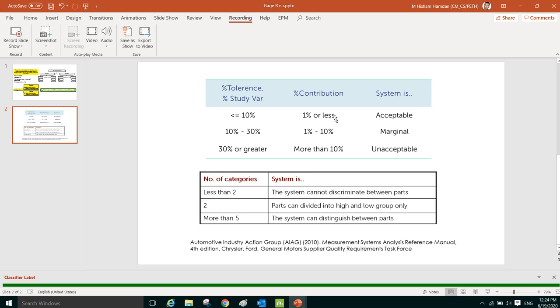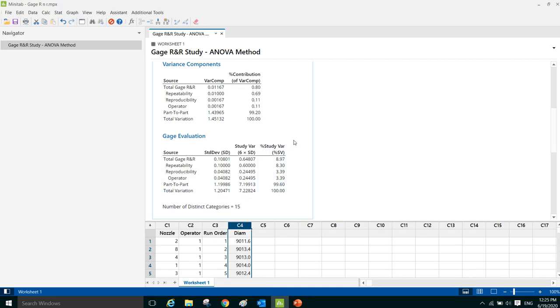So this is how we gauge. Another parameter that we can use to gauge the acceptance level of our gauge R and R is by referring to the number of distinct categories, NDC. Okay, so based on AIAG, this number should be 5 or more. If we look at our result, we can say that this measurement system is really acceptable. So usually, if you have a good result in the variance components, you will surely have a good result in the total gauge R and R in the gauge evaluation table.